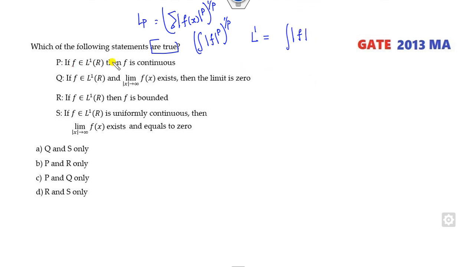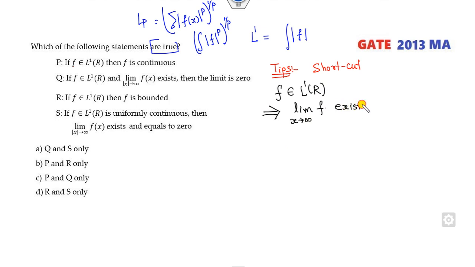Now look at that. Firstly, I can tell you the shortcut tip. Remember this rule. If f is my L1 on R, what is the meaning of that? It means the limit of this function as x approaches infinity may or may not exist, but if it exists, then it is always 0. If it does not exist, that's fine.